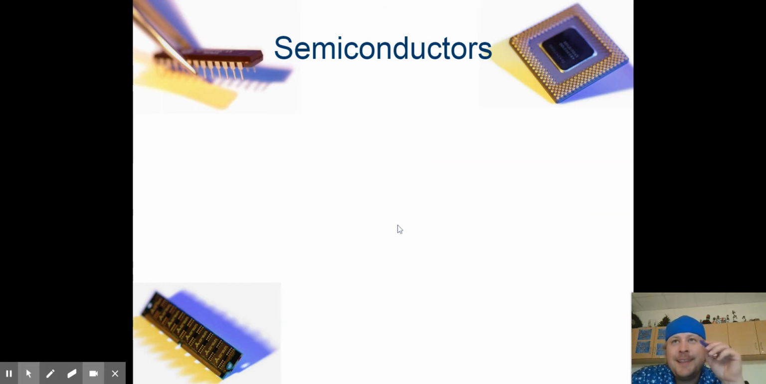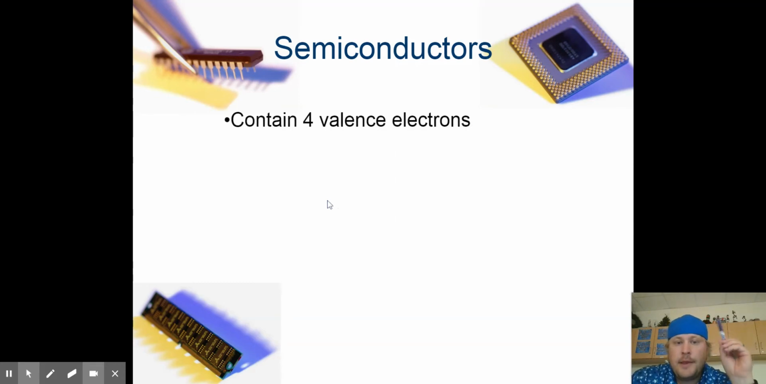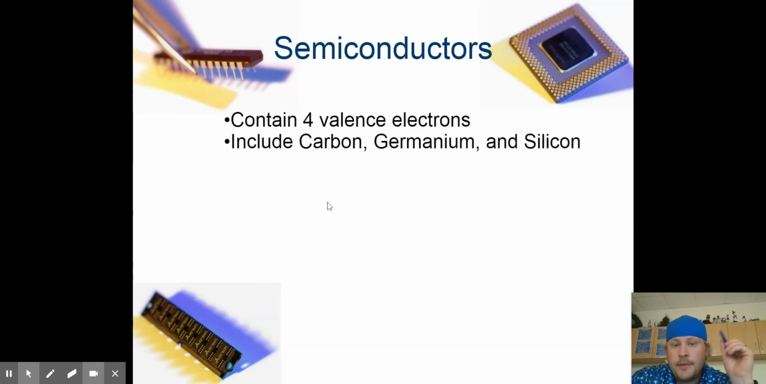Semiconductors are the ones in the middle. Remember, conductors are 1 through 3 valence electrons, and insulators are 5 through 8. So what do you think the number of valence electrons would be? It's the only number that's left. It's 4. It's the middle. Meaning sometimes it can gain electrons, sometimes it can lose electrons. It's the same. So it contains 4 valence electrons. Things like this include carbon, germanium, silicon.